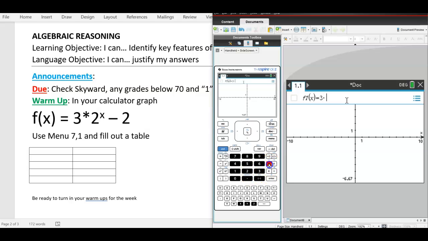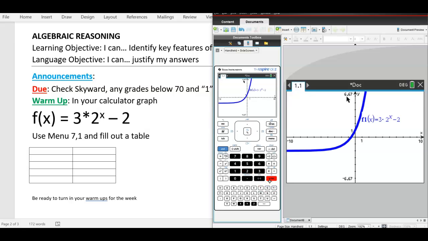3 times 2, y'all know caret over here, this button right here is caret x, and then minus 2. We need to subtract 2 after it. So you have to go to the right and then put minus 2, okay? Now, once you hit enter, it graphs it for you, cool?